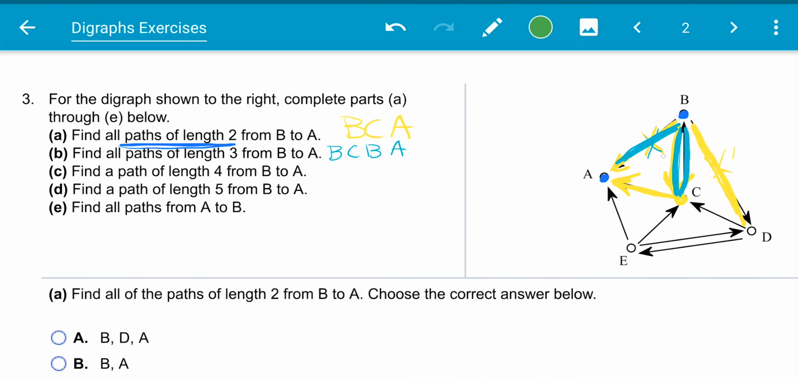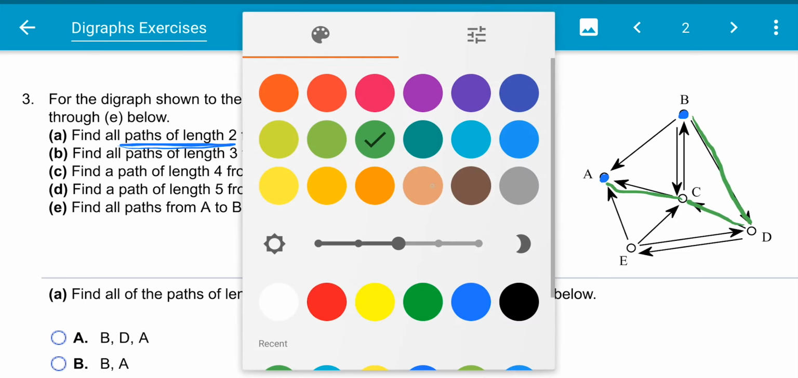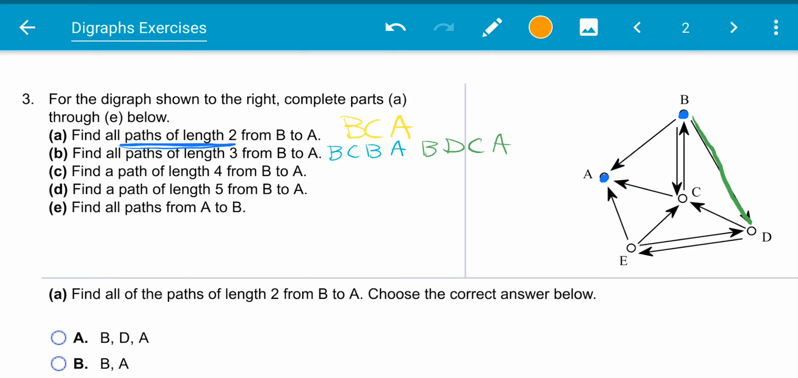Now let's try the next one. What if we were to go from B to D, C, A, 1, 2, 3. So B, D, C, A. And then lastly, what if we were to just do B to D, then E, and then A? 1, 2, 3, we're good. So we did B, D, E, A.